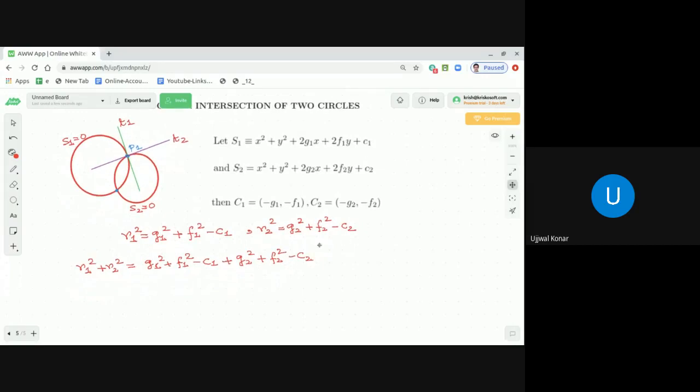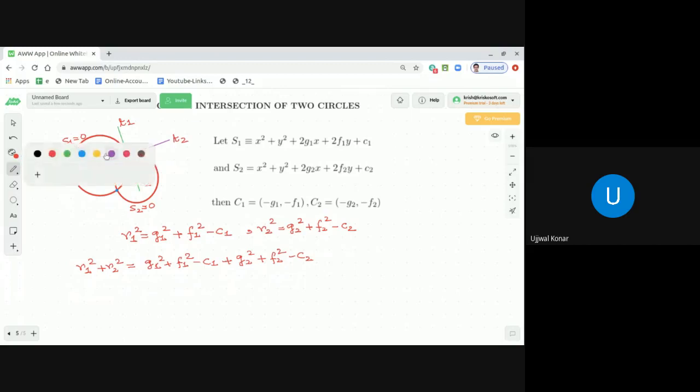the condition for them. Suppose the corresponding circle's centers are at these points: this is the center C1, and this is the center of the second circle, C2. Now if we join C1 C2, then C1 P1 is nothing but R1, and C2 P2 is nothing but R2. Then C1 C2 whole square should be equal to R1 square plus R2 square, isn't it?